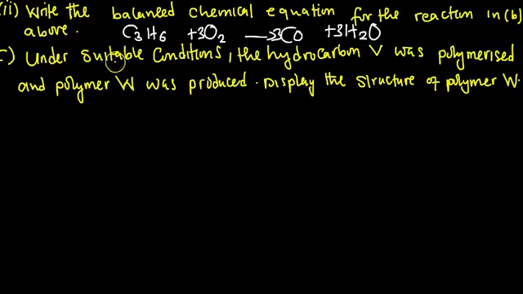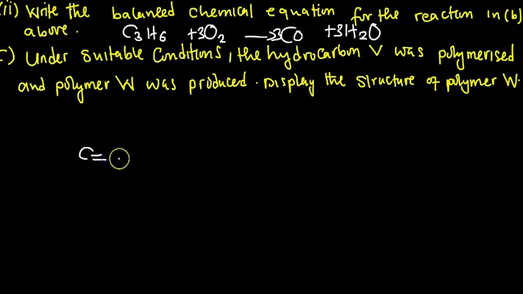Then for C, under suitable conditions, the hydrocarbon V was polymerized and the polymer W was produced. Display the structure of polymer W. So now we are saying under suitable conditions, the hydrocarbon V was polymerized and of course the polymer W was produced. Now let us put this one into structures. So we have propene like this.